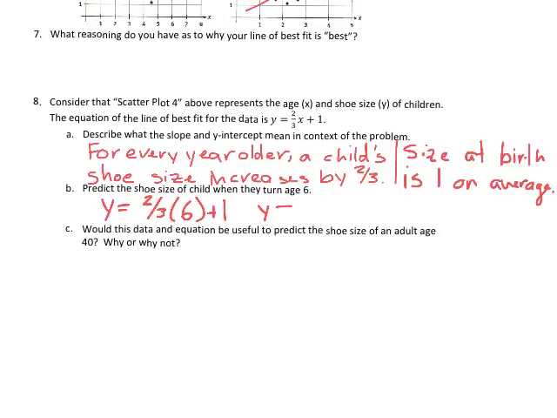So we get y equals 5. So that would be their shoe size when they turn age 6. Okay?